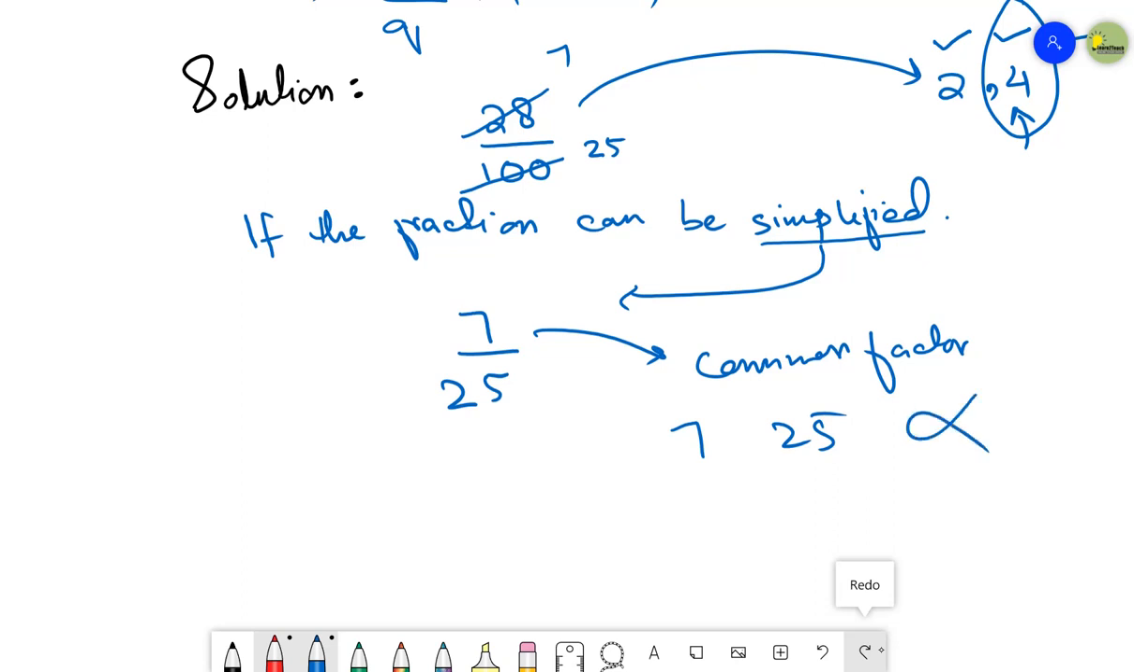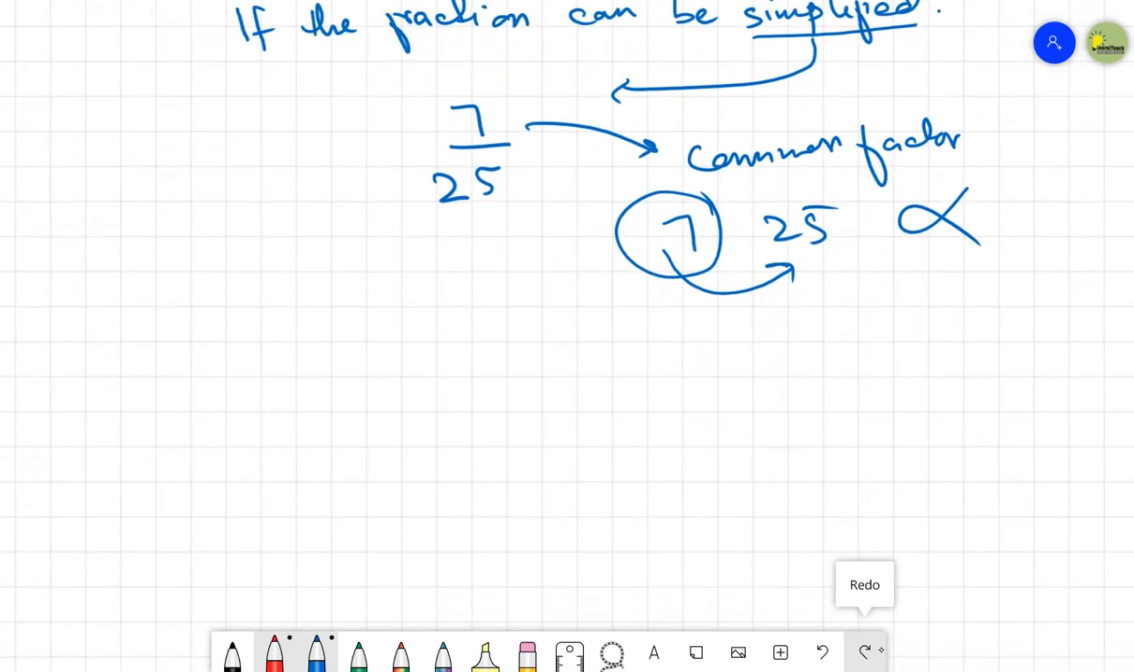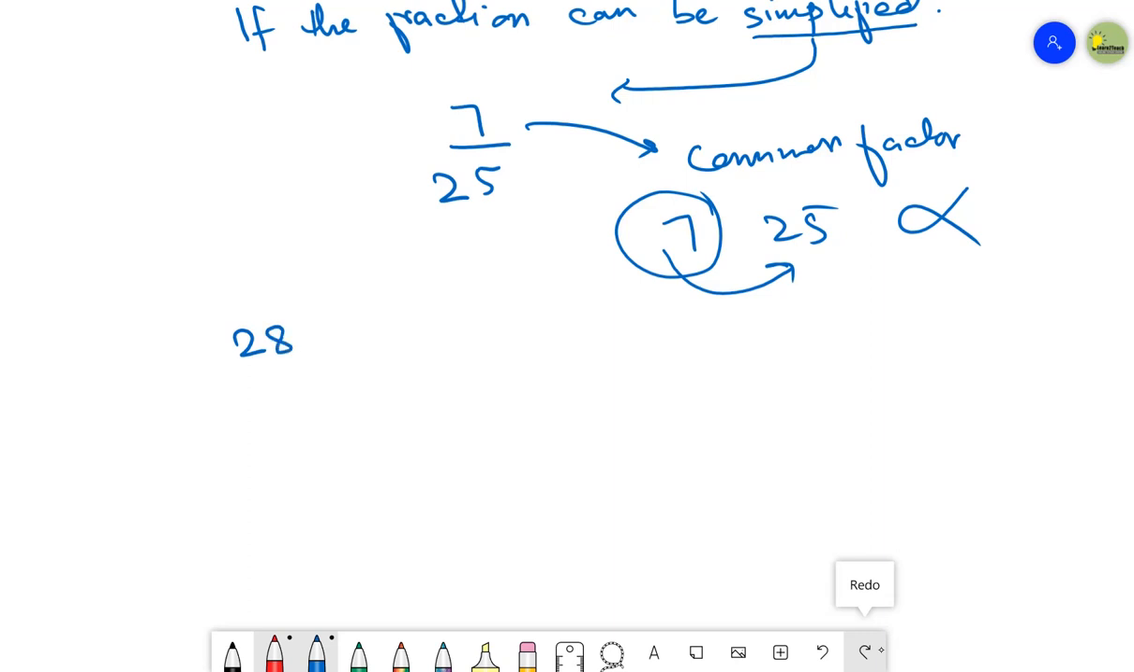There is no number like this. Why? Because 7 is a prime number, and in the table of 7 you are not going to get 25, right? So you cannot cancel this particular fraction. So it means you can simply write 28% is equal to 7 upon 25 in terms of fraction. So this is the answer of your part A. You have to write this answer like this. I hope you are getting my point.